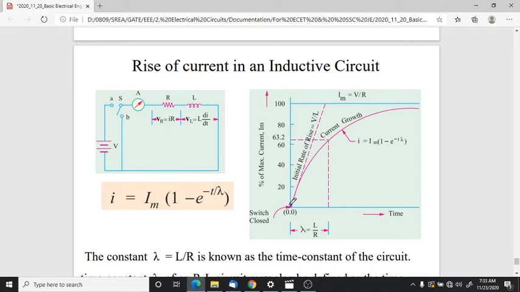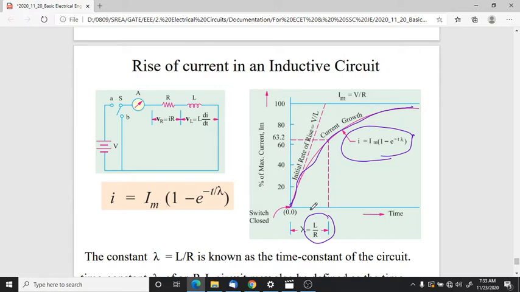Whenever the switch is closed here, the current will slowly rise like this. So whenever any curve is in rising mode, what is the equation? I equals Im into 1 minus e power minus t by tau. Tau is nothing but the time constant. The time constant formula of an RL circuit is L by R, whereas in an RC capacitor circuit, the time constant is RC.